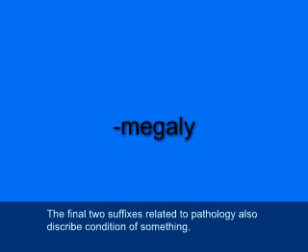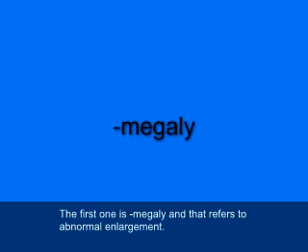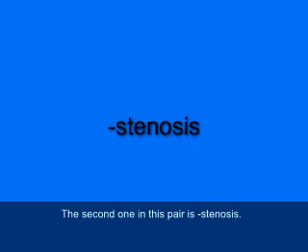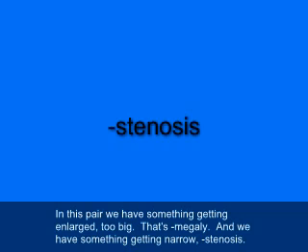The final two suffixes related to pathology also describe condition of something. The first one is -megaly, and that refers to abnormal enlargement. And the second one in this pair is -stenosis. Stenosis means abnormal narrowing. So in this pair we have something getting enlarged, too big, that's megaly, and we have something getting narrow, that's stenosis.